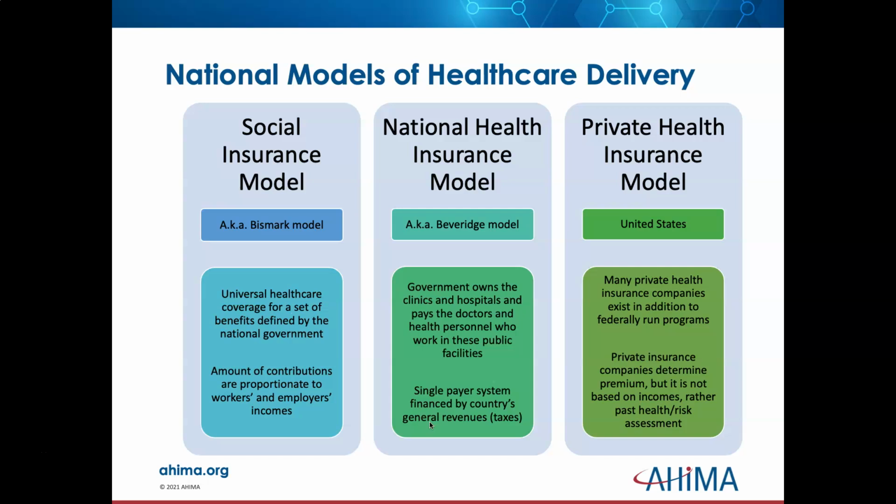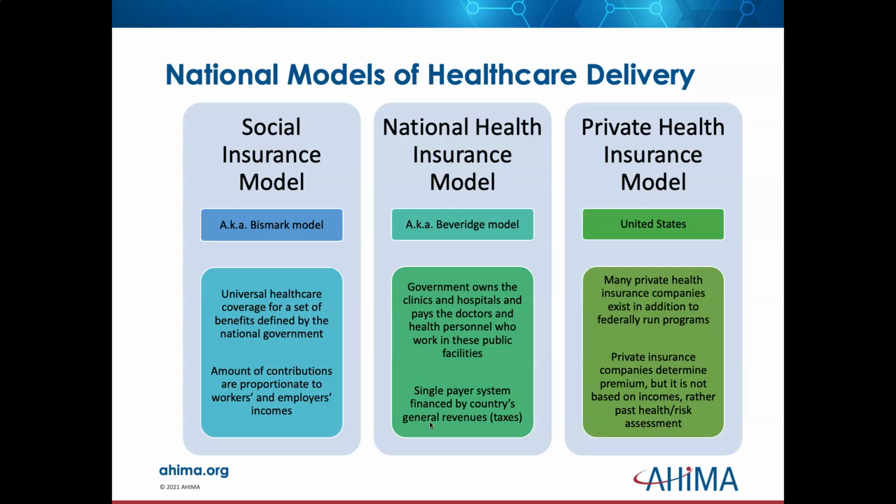There are 3 basic national models of healthcare delivery around the world. We are going to talk about these. These should be familiar to you probably a bit through HIT 330 if you think back quite a bit ago. The social insurance model is also known as a Bismarck model. This is where you have universal health care coverage for a set of benefits defined by the national government. The amount of contributions are proportionate to the workers' and employers' incomes. Germany would be a really good example of this.